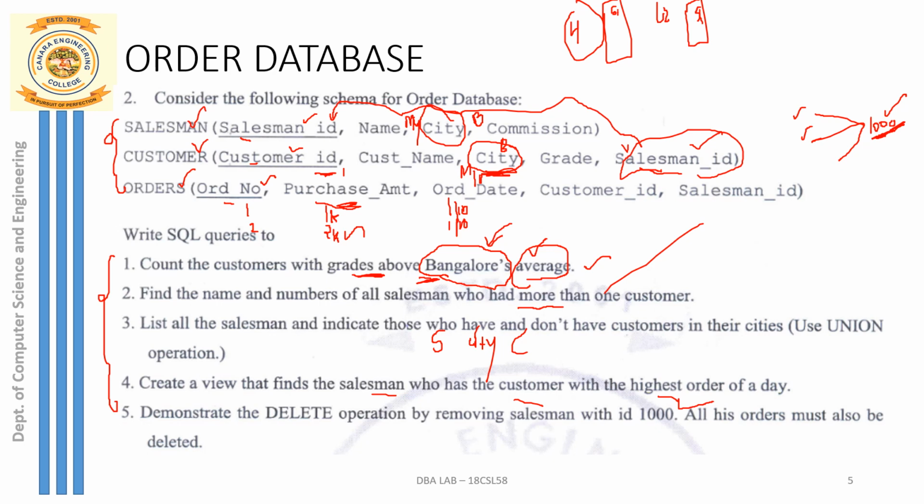So these two orders may be placed by two different customers. We are not bothering about the customers here. They may be placed by different customers, but here we are bothering about the salesman. We have to retrieve the salesman who is actually serving or delivering these orders. So I have to retrieve the information about the salesman who is delivering these orders.